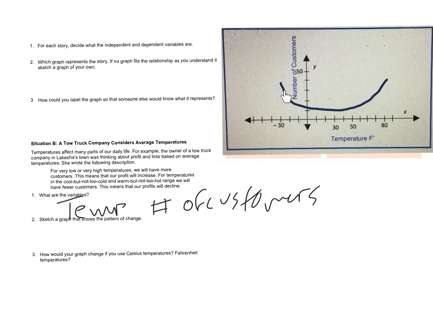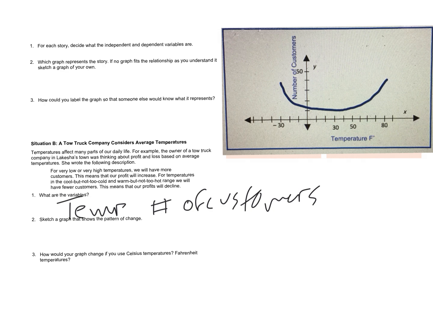All right, so here's my graph, and there's other ways you could do this, but what I want to point out is here's a high number of customers, very low temperature, right? Extremely cold. As it warms up, fewer customers. As it gets hotter, again, more customers.